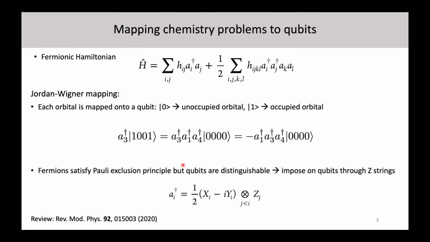An important feature of this, of course, is we need to not only map states, we also have to be able to map operators. The basic operators on the fermionic side are creation and annihilation operators. But because qubits are distinguishable, unlike fermions, we have to include additional Z strings in this representation of the creation operator, for example, in terms of qubit operators, to account for those fermion statistics.